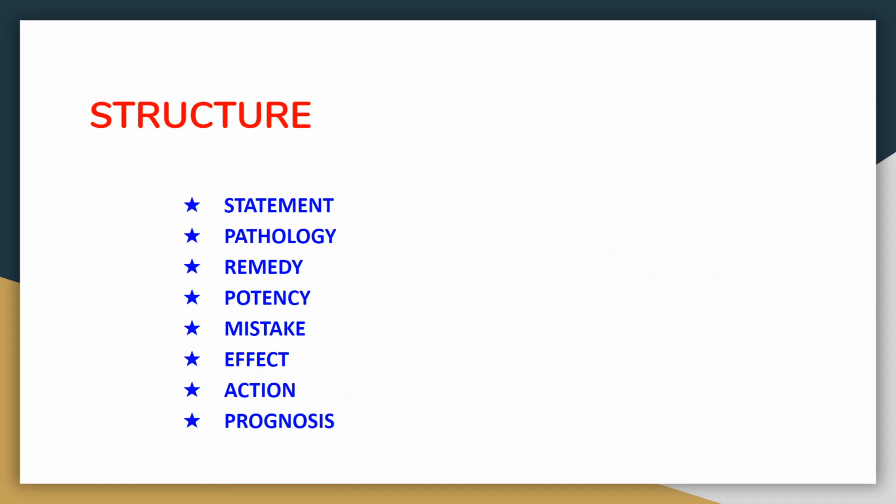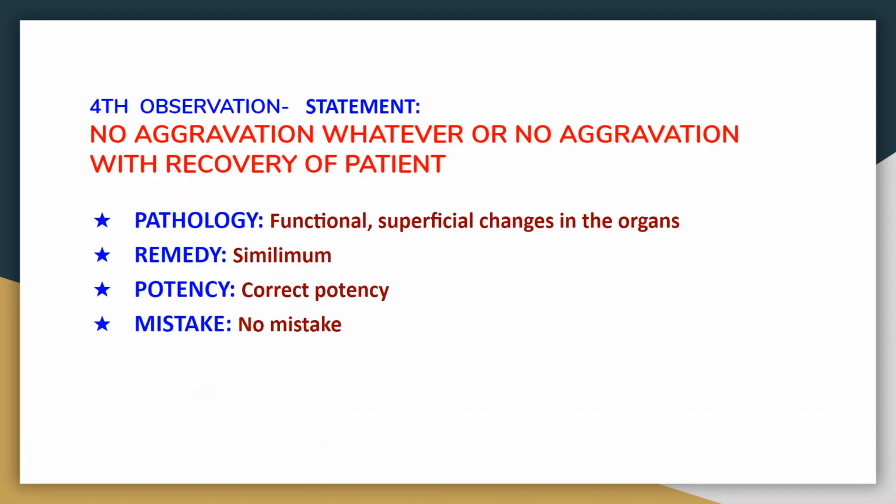And now we are going to discuss these observations under the titles of statement, pathology, remedy, potency, mistake of physician if any, effect of the remedy administered, what action is required to be taken, and what is the final prognosis of the case. So fourth observation, very easy to understand. No aggravation whatever, or no aggravation with recovery of patient. So pathology here is functional and there are only superficial changes in the organs.